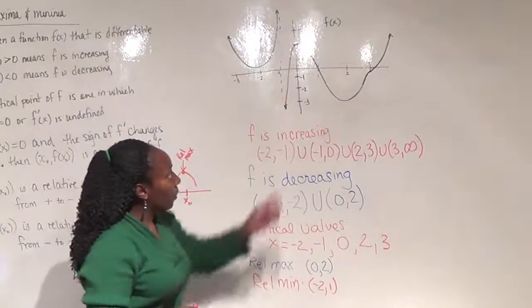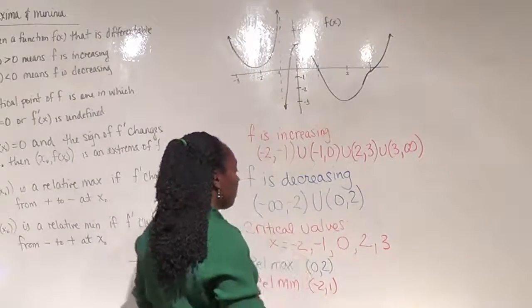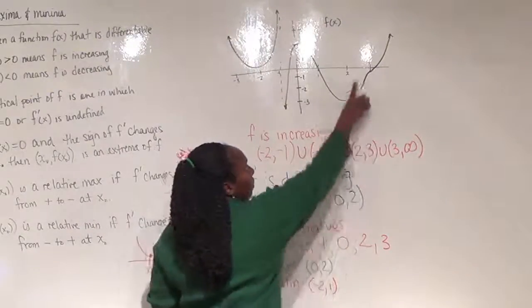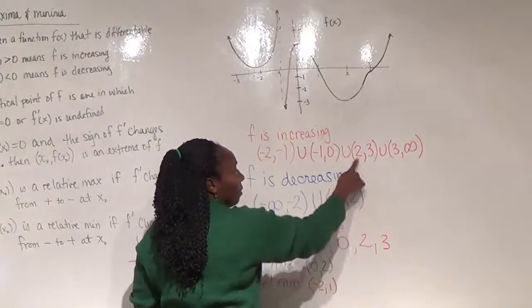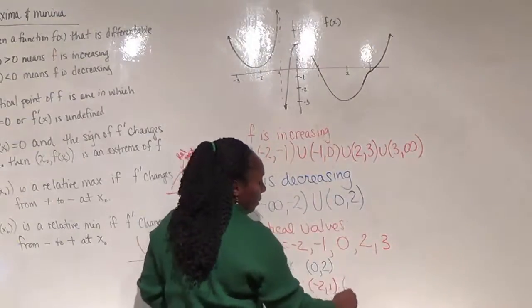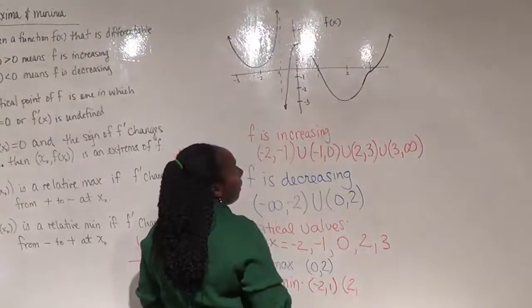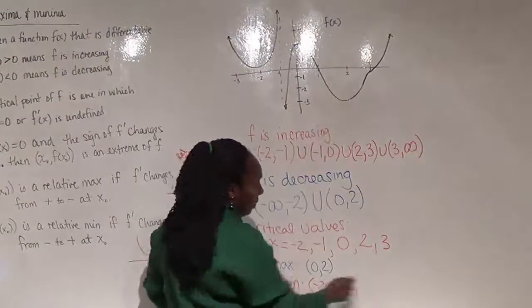Likewise, if we look on the positive side over here, at x equals 2, we can also see it goes from negative to positive. And here the y value is negative 3. Okay.